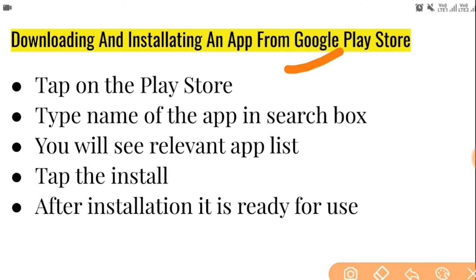If you have opened the Play Store, type the name of the app in the search box and you will see the relevant app. If you want to find MS Word, those apps are available. If you want to find a game app, you can also find it in the search box, and you can see there are several apps present over there, and there you can find the install option.